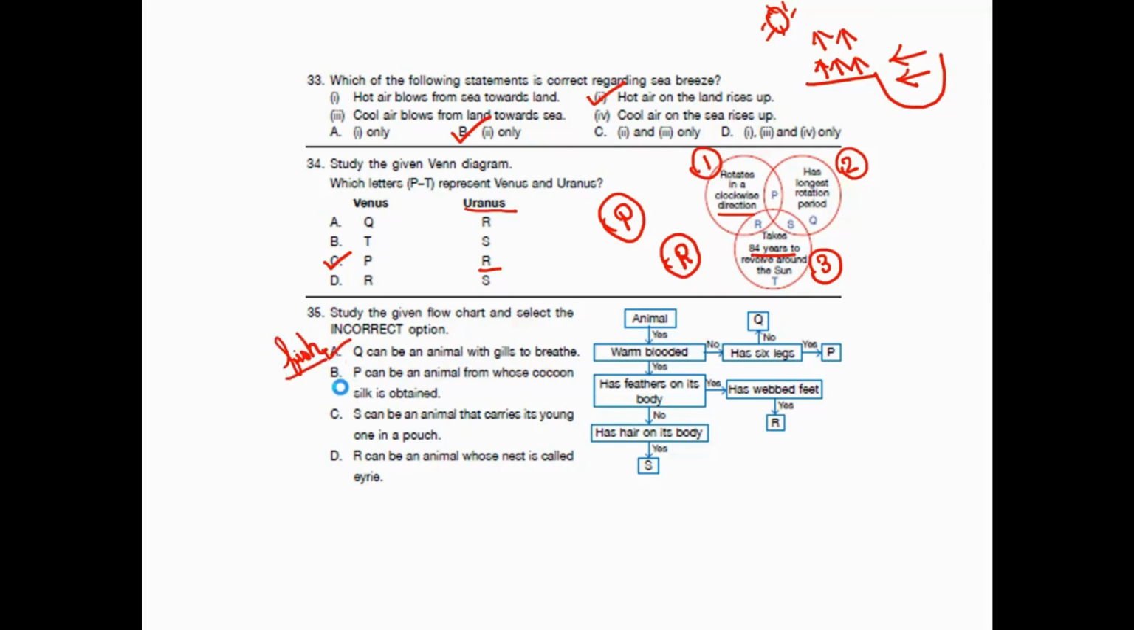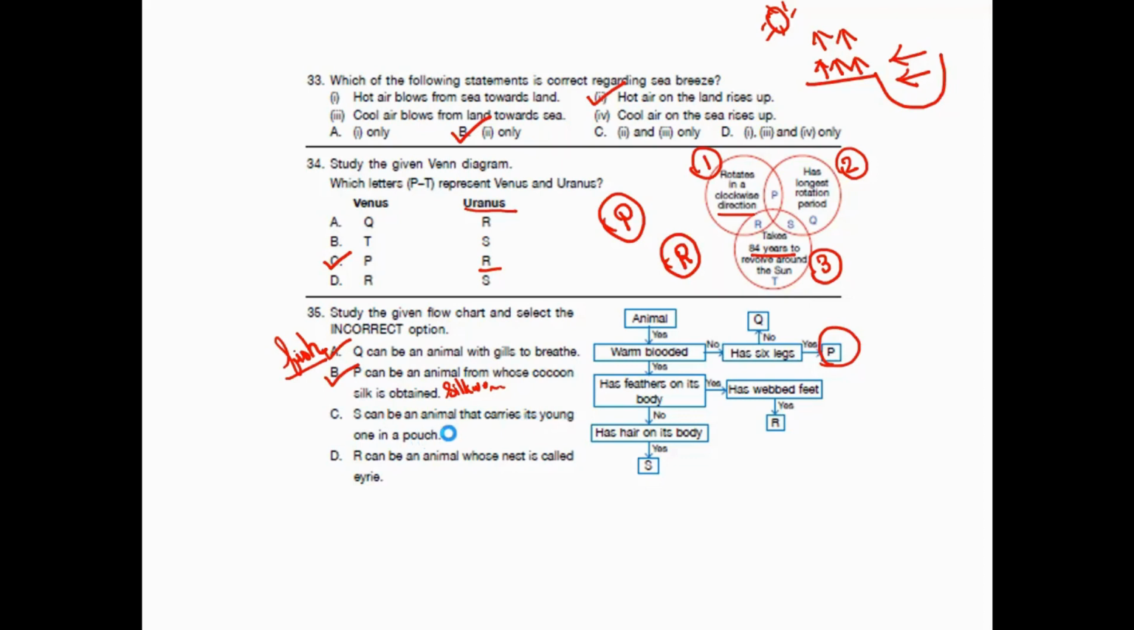Option B says P can be an animal from whose cocoon silk is obtained. Cocoon silk is obtained from the silkworm. Let's see, silkworm, right? So P is what? Animal warm-blooded, no, has 6 legs, yes, P is, this is correct. Why? P can be silkworm. This is also correct.